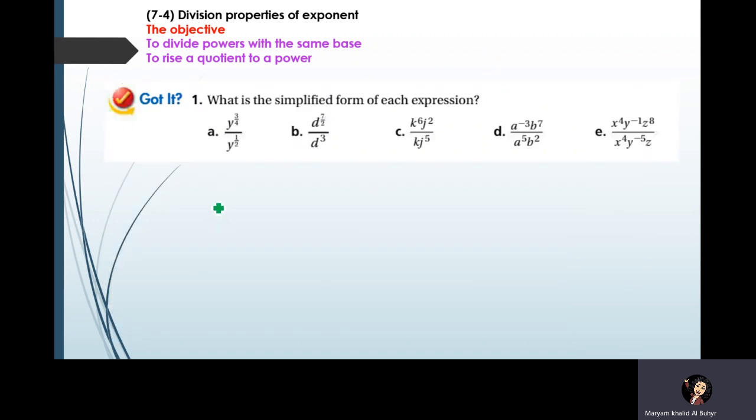Let's do the first one. We have same base, between them division. So you need to subtract the powers. So 3 over 4 minus 1/2. So just once you multiply this by 2, multiply this by 2. So 3 minus 1, it's 1 over 4. So that will be y to the power 1 over 4.